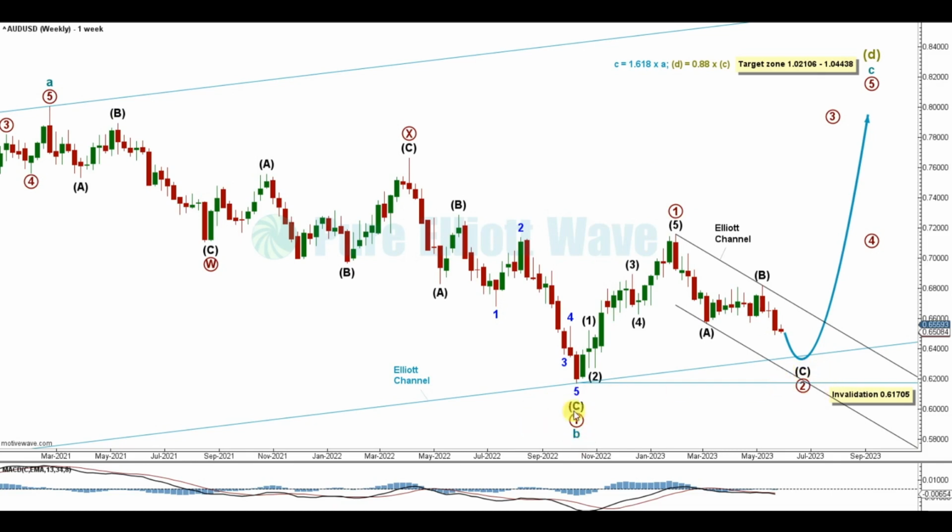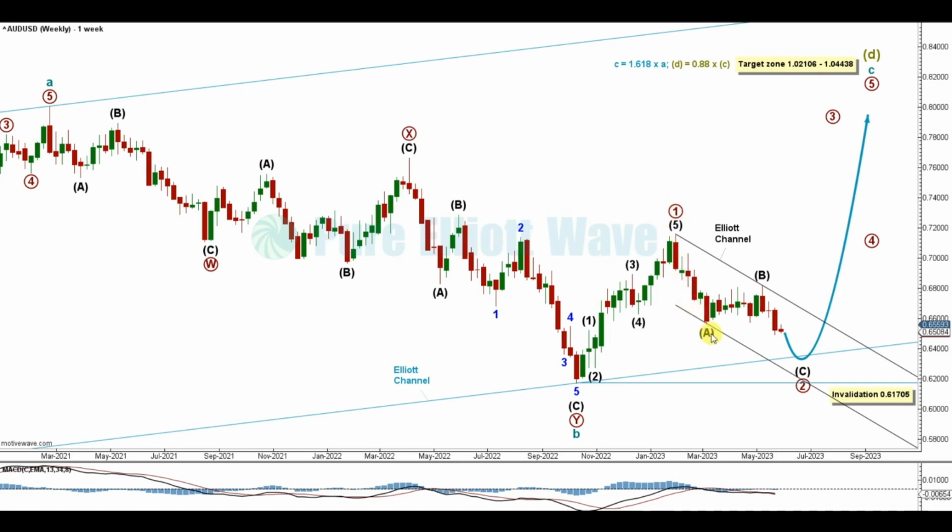Cycle B subdividing as a double zigzag, A, B, C for W, X, and A, B, C for Y. Primary 1 subdividing as an impulse, 1, 2, 3, 4, 5, with 3 being the longest, sharpest wave, and primary 2 as a very, very clean zigzag.